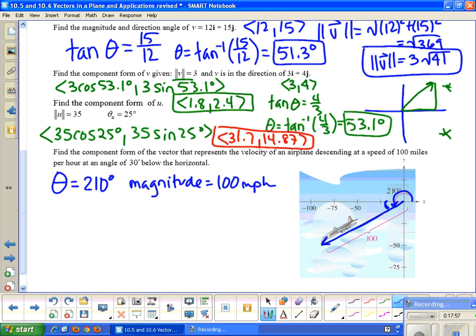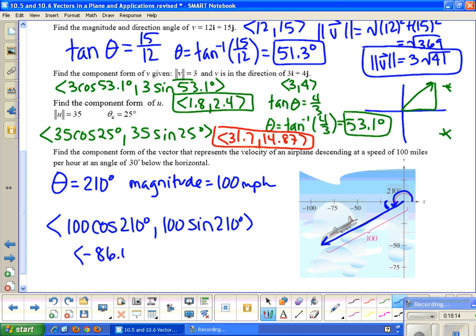And so if I want to find the component form, then we just use our formula. So you take your magnitude, and then your x would be the magnitude times the cosine of 210 degrees, comma, your magnitude times the sine of 210 degrees. And when I plug this into my calculator, I get negative 86.6, comma, negative 50, for my horizontal and vertical components. And then if I look at my picture, that makes sense because I am in quadrant 3, so I have a negative x and a negative y.